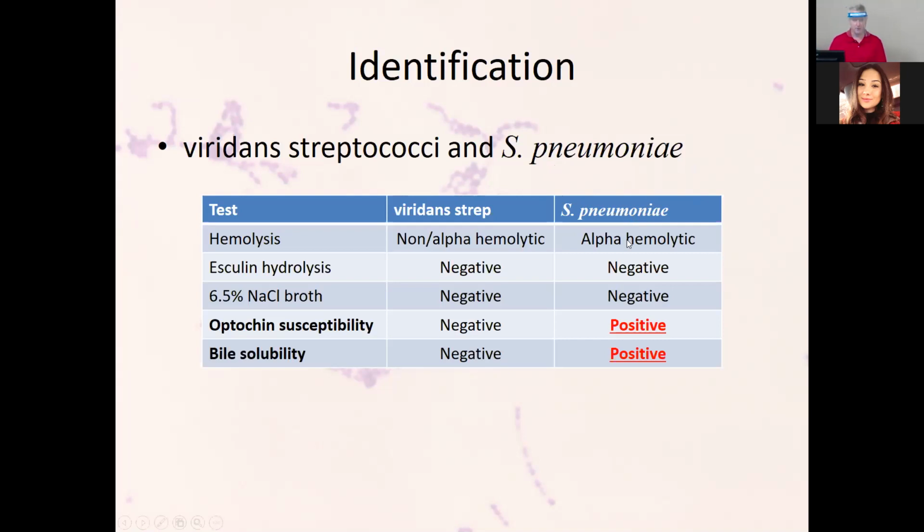So a lot of times you might see, I don't know what strep I've got, so I might just put an A and a P on there, see if I have strep pyogenes versus strep pneumo. I've seen that done.